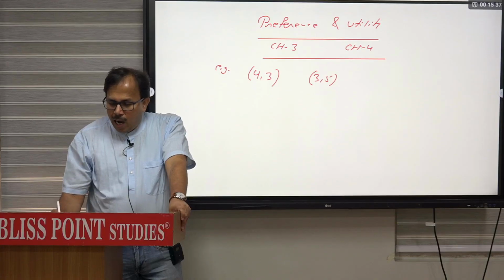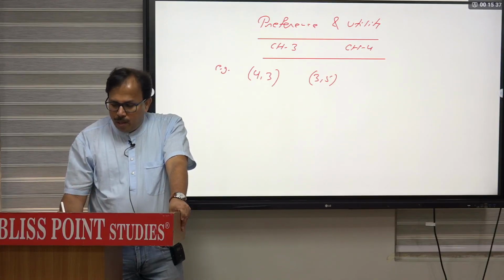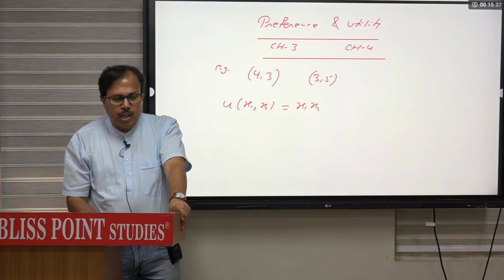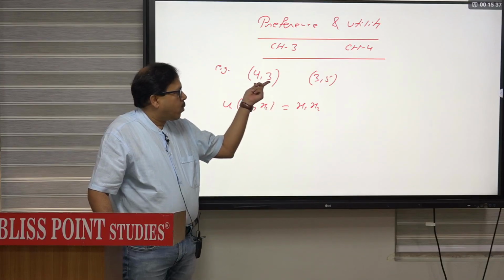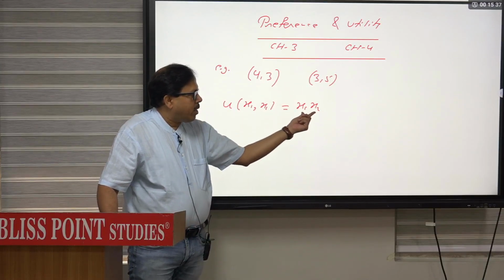That will depend upon how you write the utility function. So utility from good 1 and good 2 could be written as x1 into x2. In that case it will become 4 into 3, so utility of this bundle will be 12. Utility of this bundle will be 3 into 5, because you are following this function, which is 15. So this bundle will be preferred. This bundle gives more utility as compared to this bundle, so this is strictly preferred. This will be the strictly preferred concept.